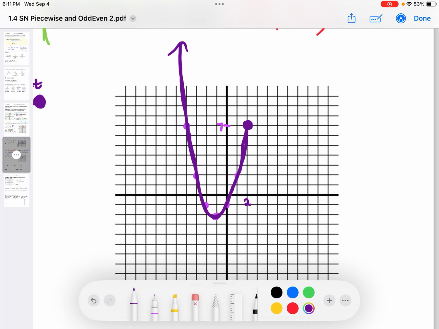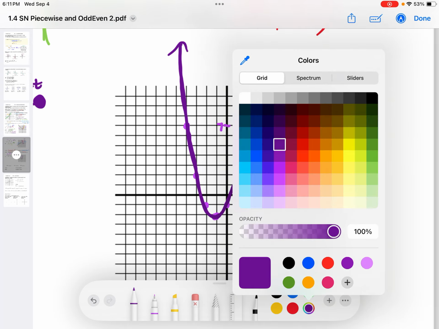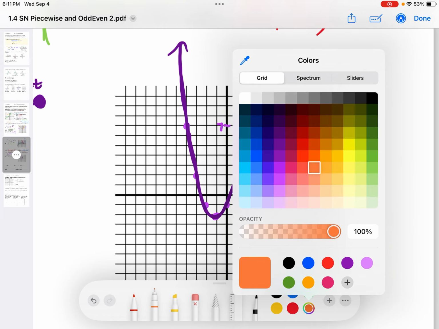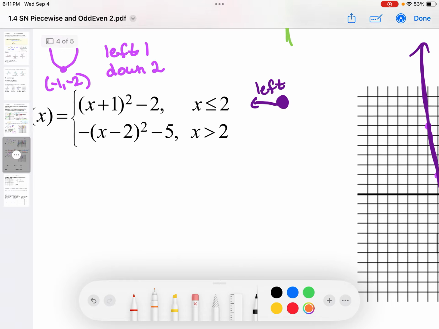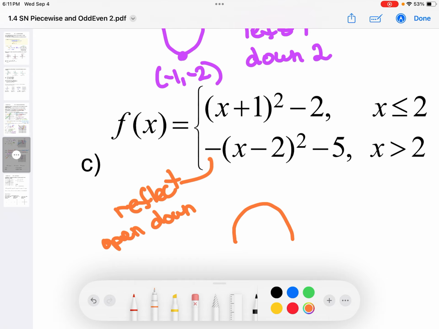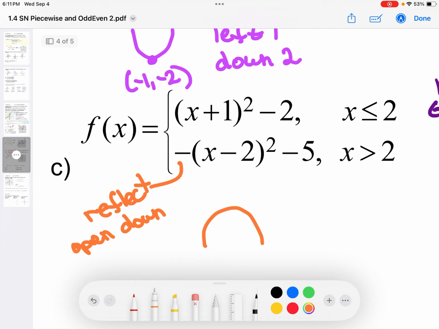For the other function, it is also quadratic. We'll need to use a similar process to graph it. Key thing we need to look at here, this negative reflects that graph. So this graph will open downward. It's a downward facing parabola. Parabola because of the x term being squared. Down because that reflection happened.